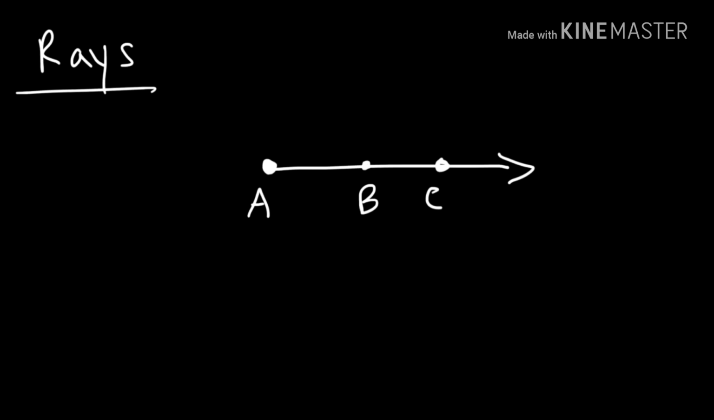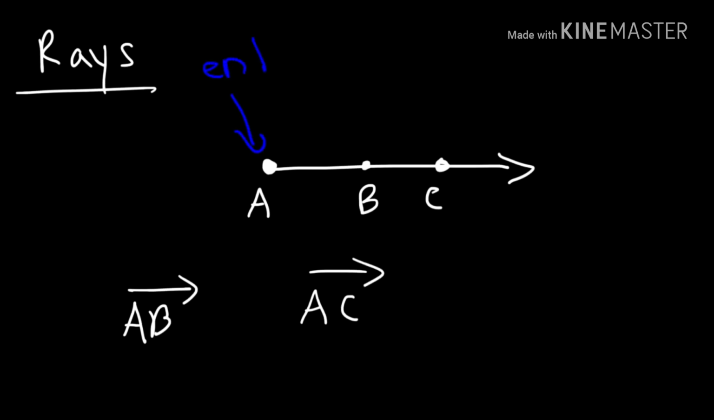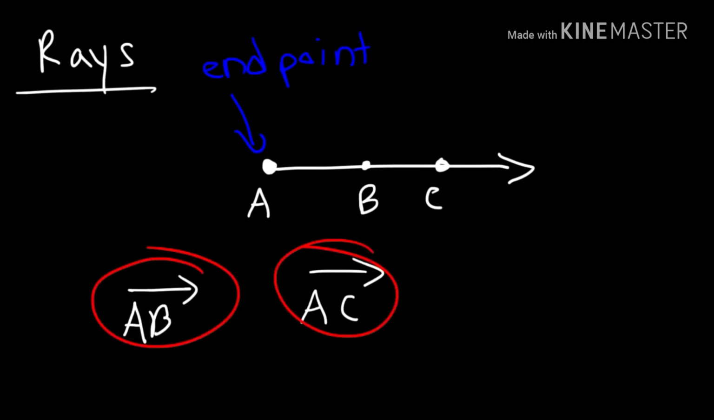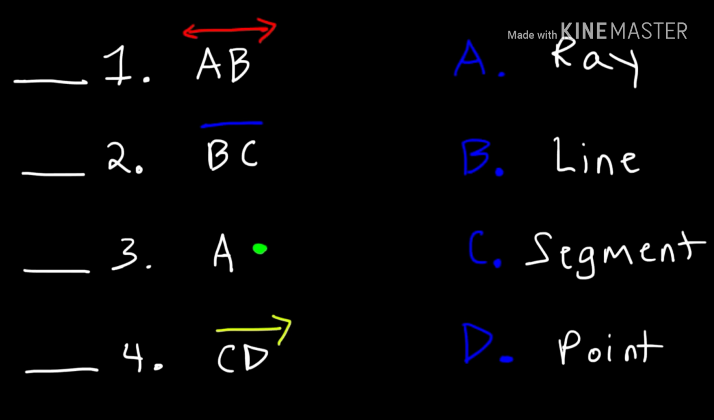Now how can we name this particular ray? How can we call it? We can call it ray AB or ray AC. But we have to start at the endpoint. We can't call it ray BC because B is not the endpoint. So with a ray, there's only one arrow. A line has 2 arrows. A segment has no arrows. So if you see AB with 1 arrow, you know it's a ray.